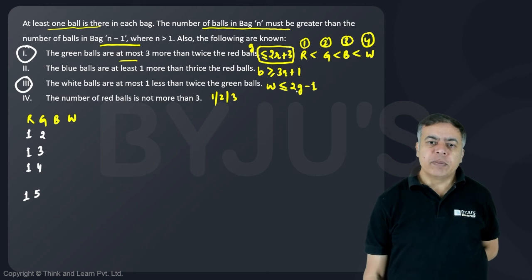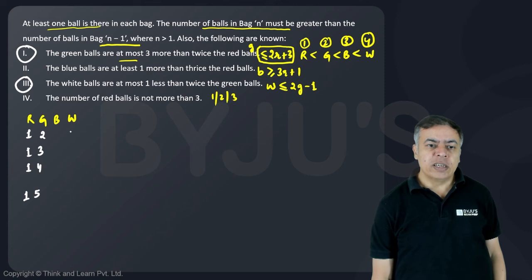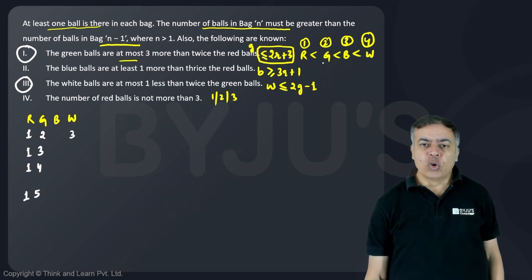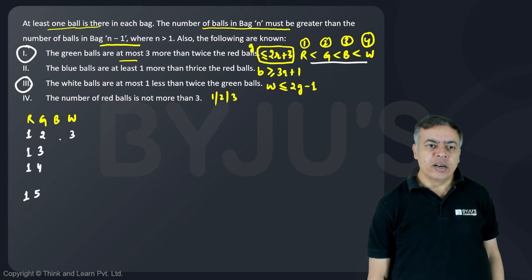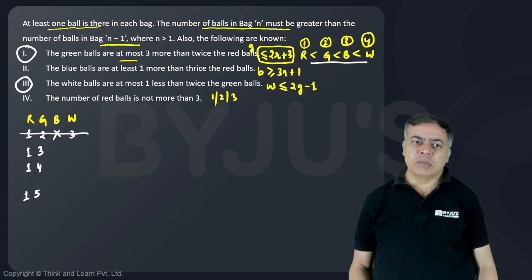Now white must be, in the first case, if green is 2, 2 into 2, 4 minus 1, white must be less than or equal to 3. But see that red, green, blue and white should be in increasing order. Now you cannot put any blue, so this first case is gone. That is not possible.